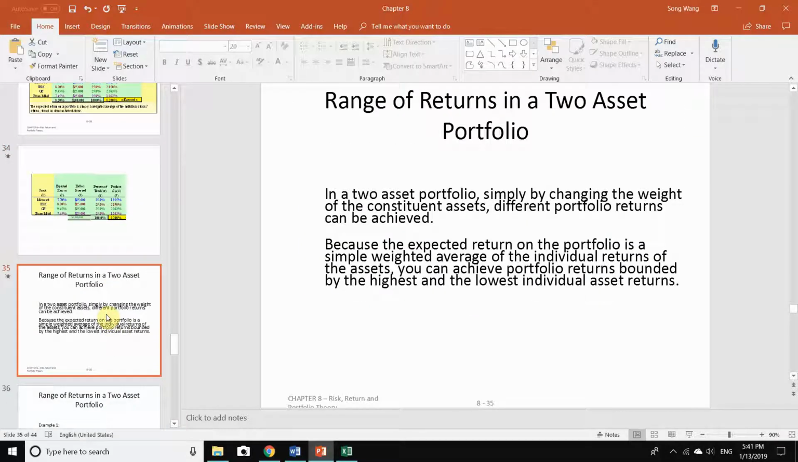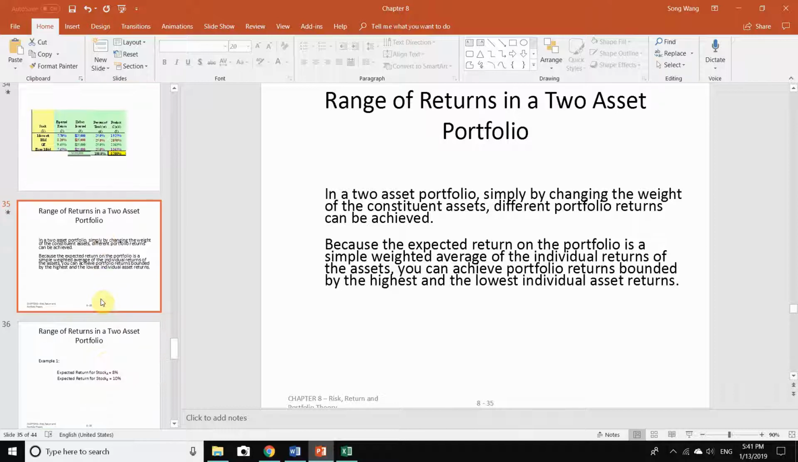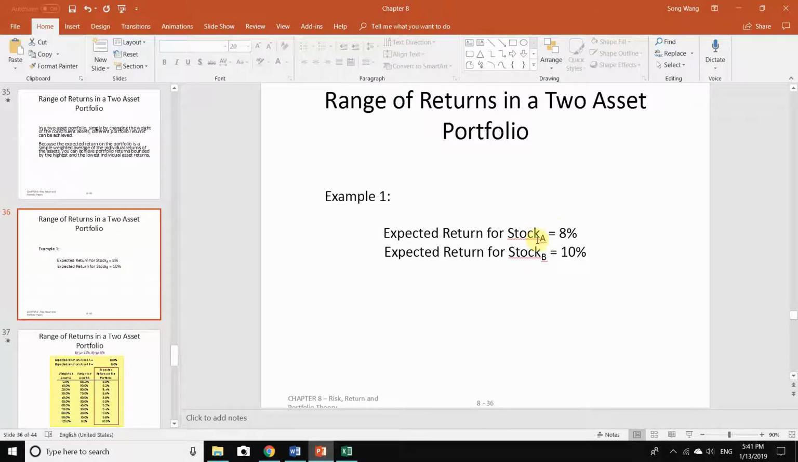All right. So the range of the return of a portfolio of 2 assets would just be cut in the middle. Let's say you have a stock A with a return of 8% and a stock B with a return of 10%. If you form a portfolio, no matter how you play with the weights, you could put 10% in A, 90% in B, or 50-50, or 0 and 100%. Okay, then the portfolio return does not escape the range from 8 to 10%.